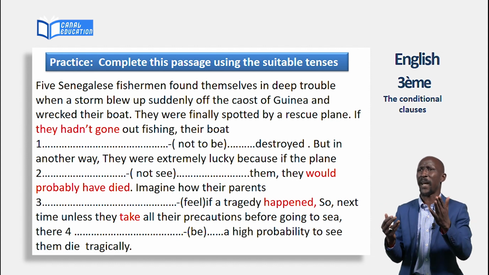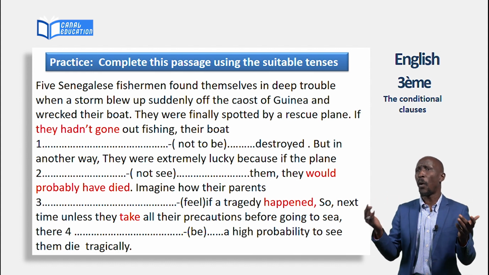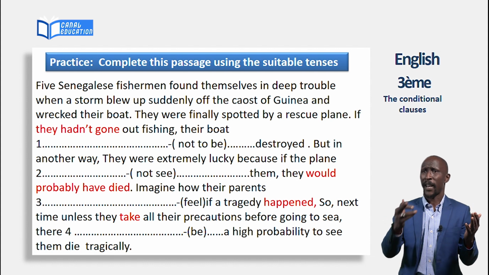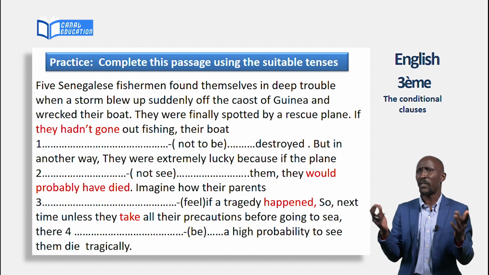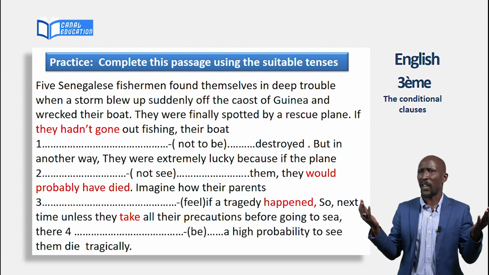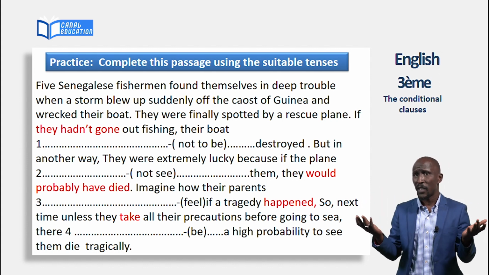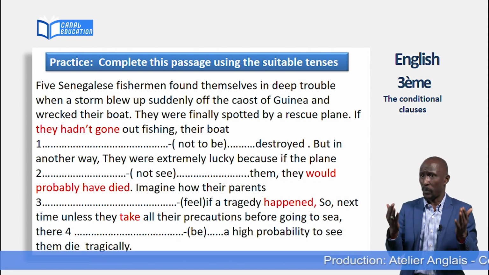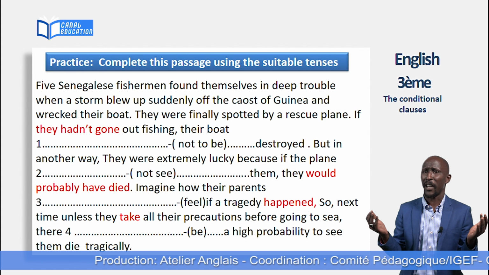Five Senegalese fishermen found themselves in deep trouble when a storm blew up suddenly off the coast of Guinea and wrecked their boat. They were finally spotted by a rescue plane. If they hadn't gone out fishing, their boat, now you give the right tense for the verb, not to be destroyed. But in another way, they were extremely lucky because if the plane not see them, they would probably have died. Imagine how their parents to feel now, put it in the right tense, a tragedy happened. So next time, unless they take all their precautions before going to sea, there to be, you give the right tense of the verb to be, a high probability to see them die tragically.